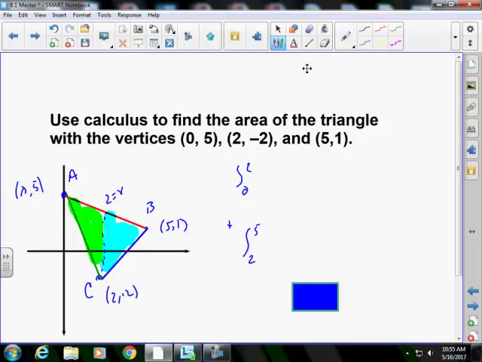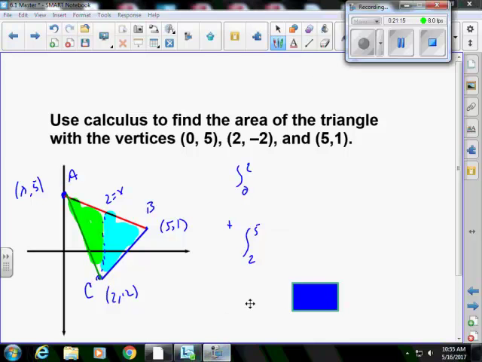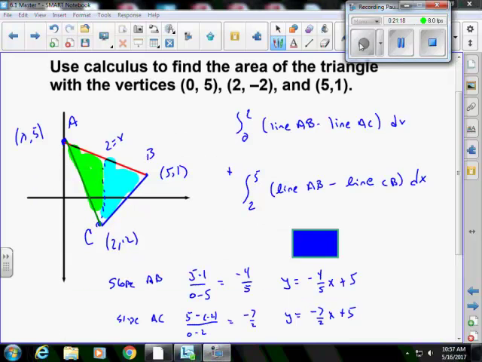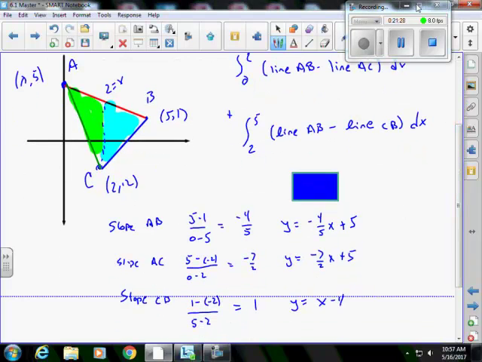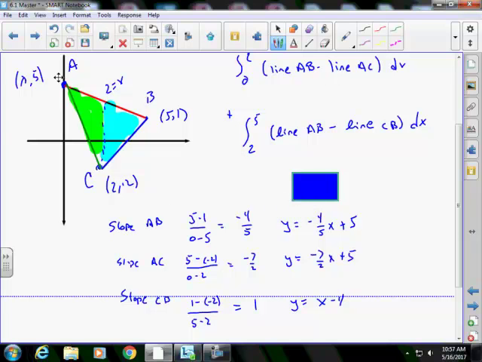I'm going to give you a moment to work out how to find the slopes and then the equation of the lines, and then I will come back and show you what I have. So here we are. I went through and I found it. So from 0 to 2, I have line AB subtract line AC. So first I have to find their slopes. Here I have the slope of AB. It's 5 minus 1, and I end up with a slope of negative 4/5. And I know that the line is y equals negative 4/5 x plus 5.